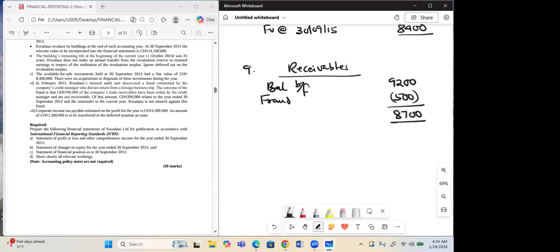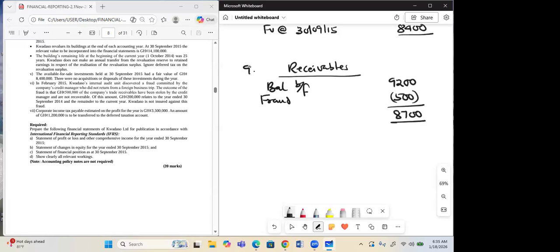Now the fraud, if you read further, it says that of this amount of 500,000 of the fraud, 200,000 relates to the year end 30th September 2014. That is previous year. Anything that relates to previous year in this year's financial statement becomes a prior year adjustment. Do you agree? Yes. Anything that has to do with previous year will become a prior year adjustment.